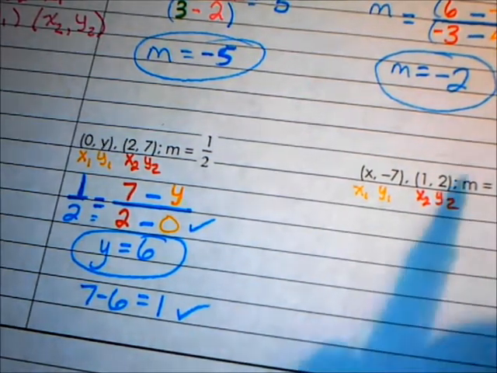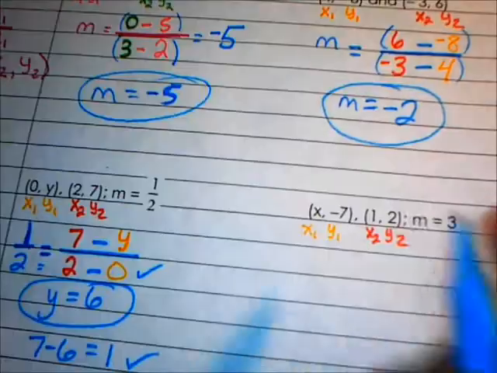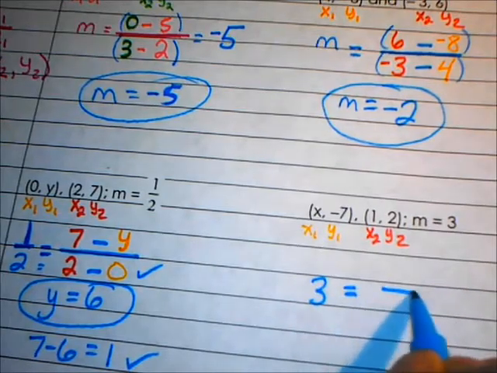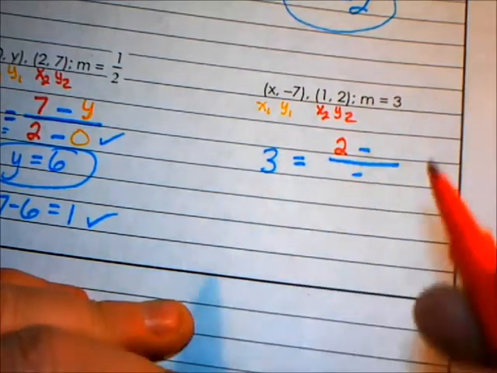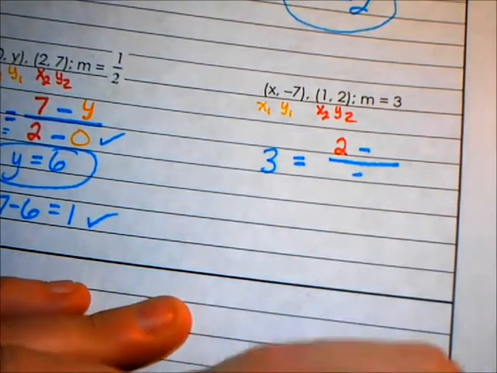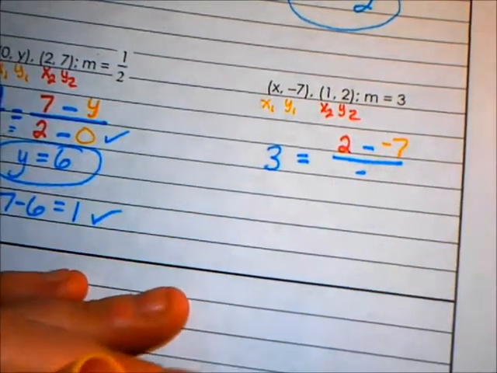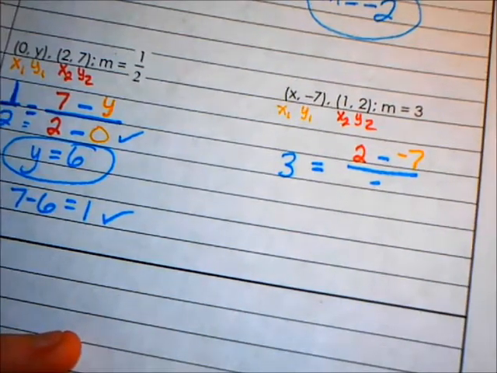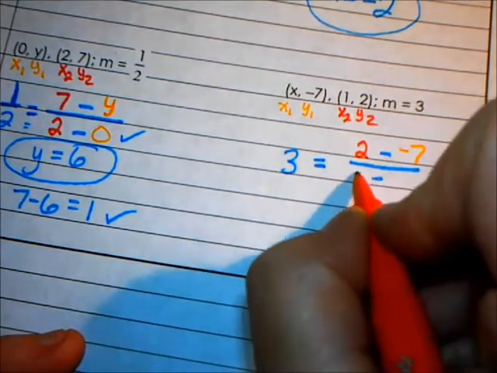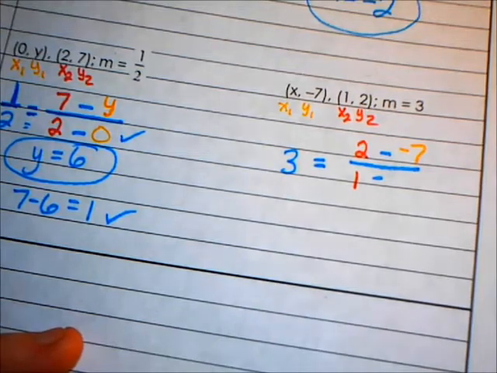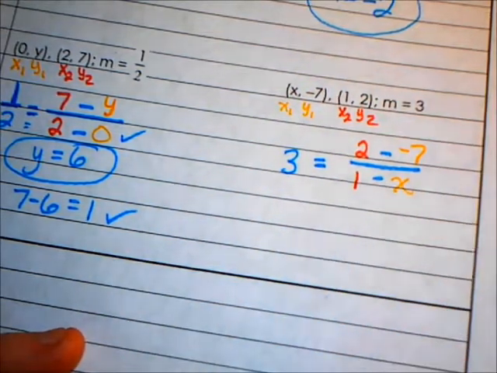They tell me that the slope is 3, so my m will be a 3 is equal to, and here it's y2 minus y1. y2 is a 2, y1 is a negative 7, x2 is a 1, and x1 is an actual x.